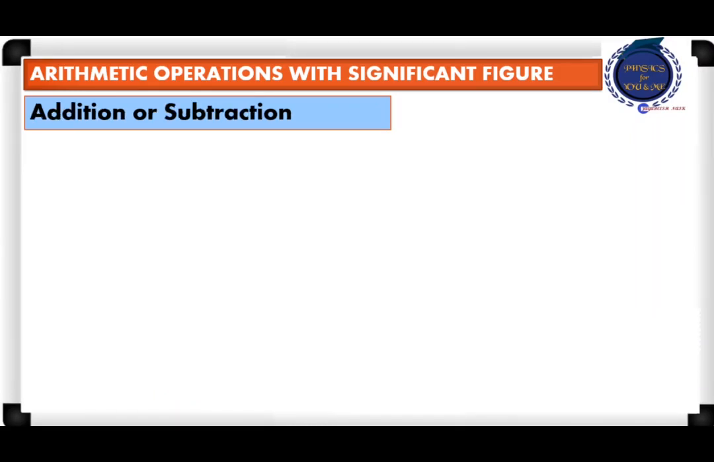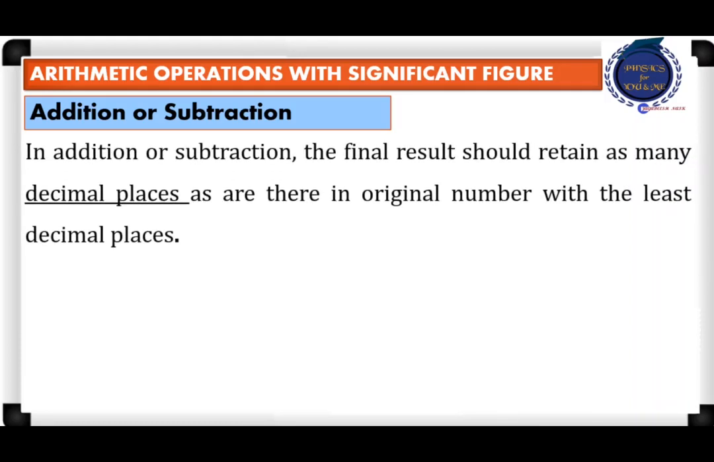When we combine measured values using addition or subtraction, the final result should retain as many decimal places as there are in the original number with the least decimal places. Students, carefully observe that I have underlined the decimal places. Let us understand the above rule with the following example.